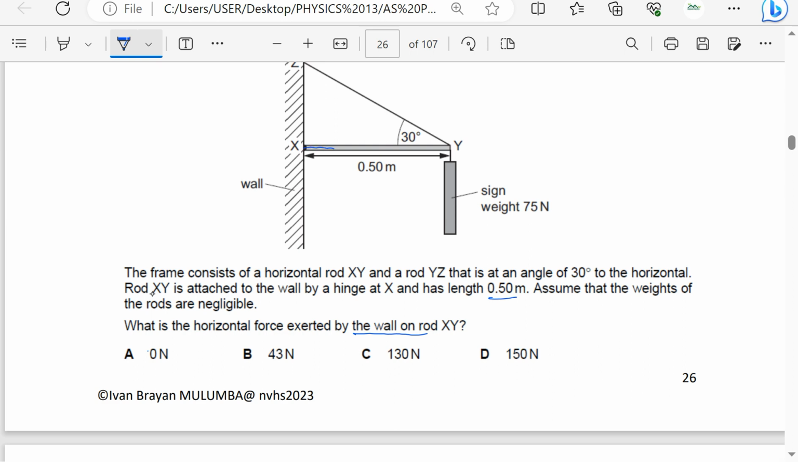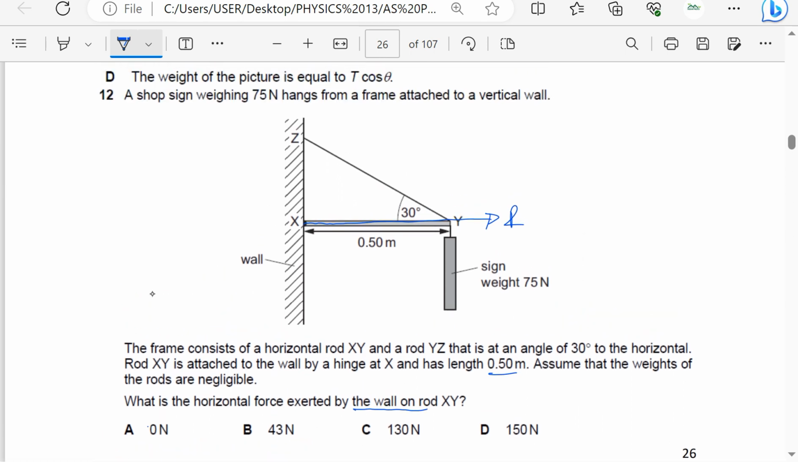So we want the normal reaction from the wall, which I will call R. So I will resolve this. There is tension here, T. When I resolve T vertically upwards using the angle 30, this will be T sine of 30. And when I resolve T in the horizontal, it will point in this direction, and this will be T cos of 30. So for equilibrium in the horizontal, T cos 30 should be equal to R.